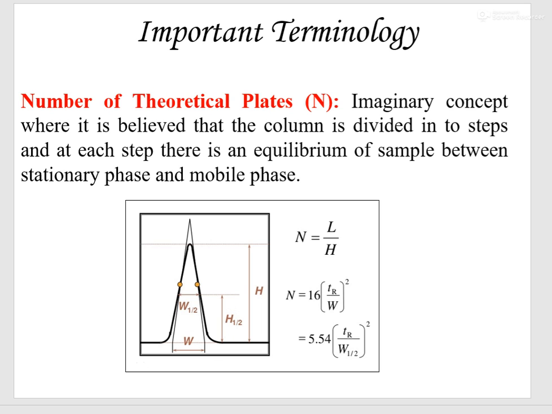What do you mean by number of theoretical plate? It is an imaginary concept where it is believed that the column is divided into various steps, and at each step there is an equilibrium of sample between stationary phase and mobile phase. The number of theoretical plate can be calculated from various formula. N is equal to L by H. L is the length of column and H is height equivalent to theoretical plate.